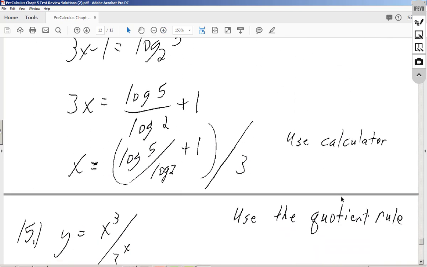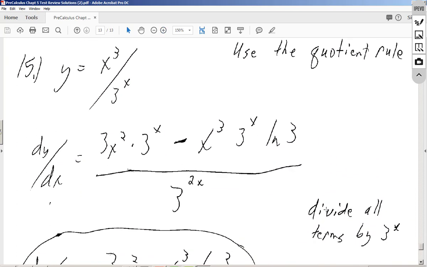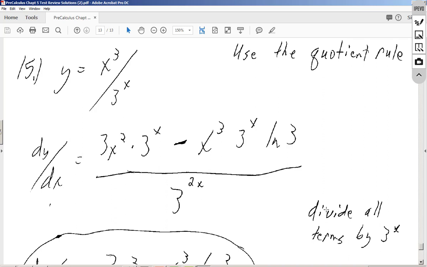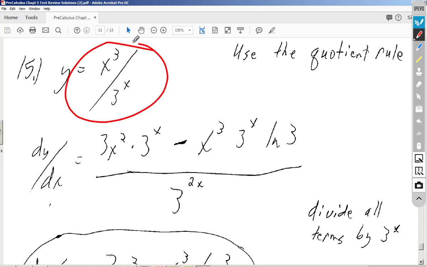On my last problem, number 15, it says I've got y all equals x cubed divided by 3 to the x. Notice I'm going to use my quotient rule. And don't forget what the derivative of 3 to the x is. So remember that that is one that you use on your memorization sheet. You can work it out the long way, but it's best if you have these memorized.